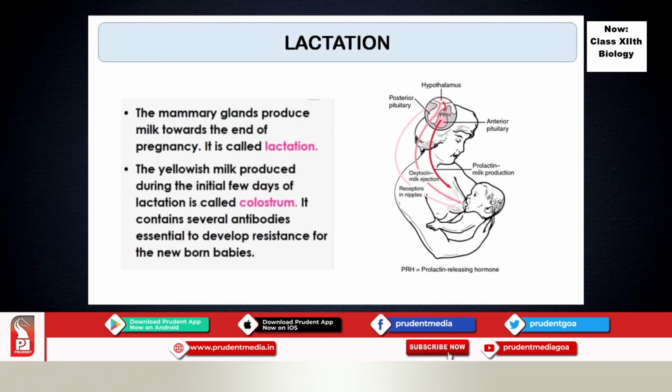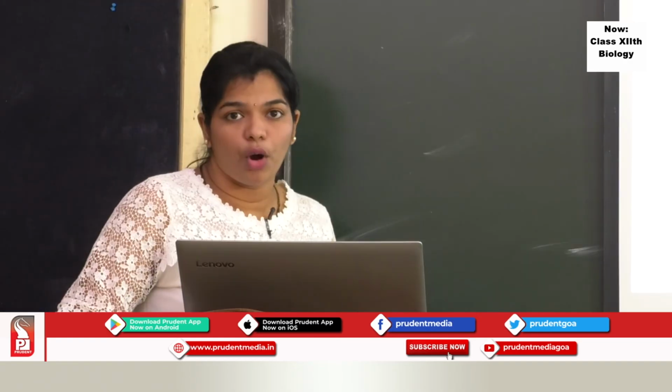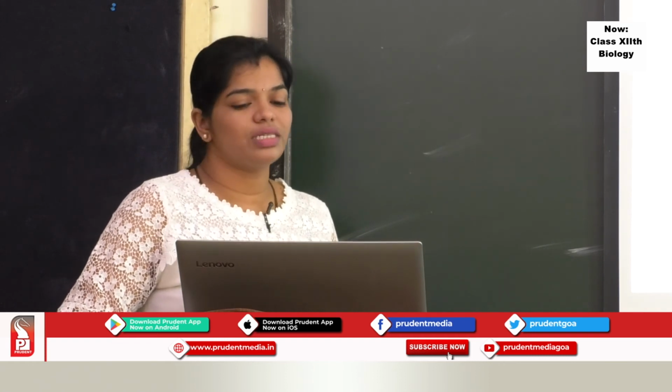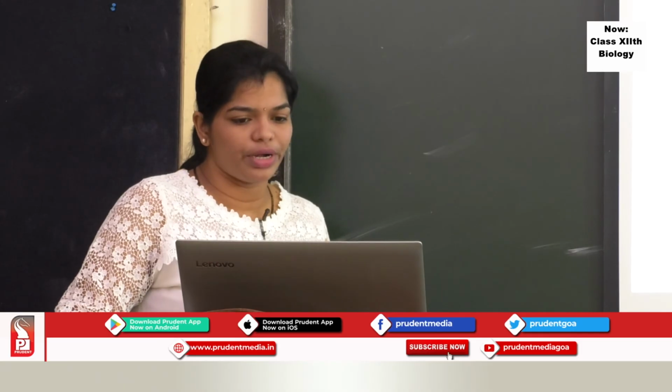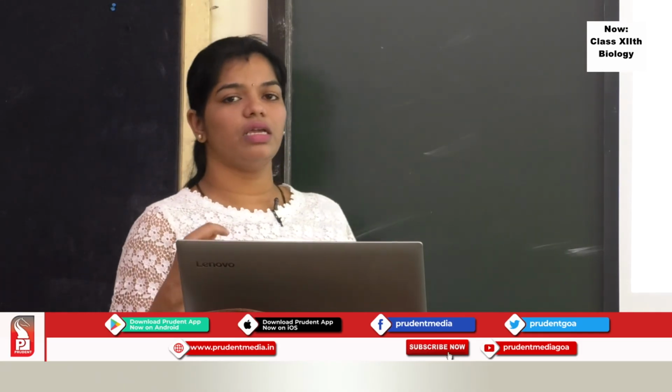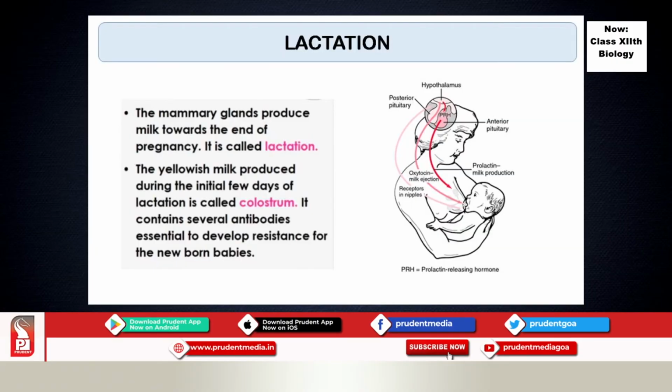Okay. So the first milk, the yellowish milk produced during the initial few days of lactation, is called colostrum, and it is very important for the health of the baby because it is rich in several antibodies which are essential to develop resistance in the newborn baby, because the baby is coming out for the first time into the external environment.